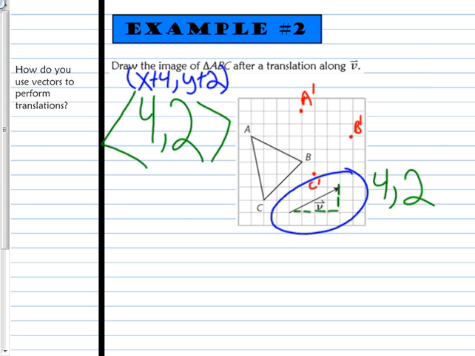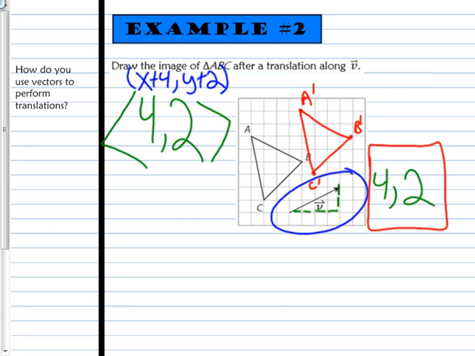So think about the vector, think about the component form as just telling you the direction of where to move the points, and simply connect your points, and you've drawn a new shape.